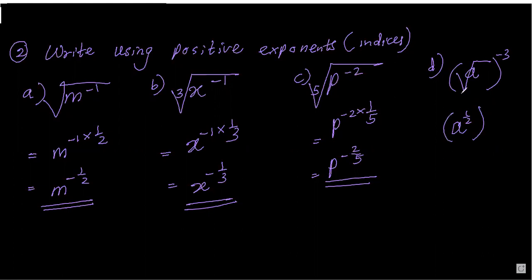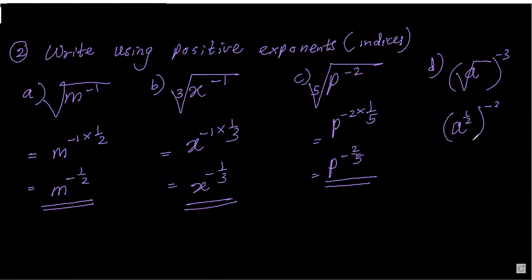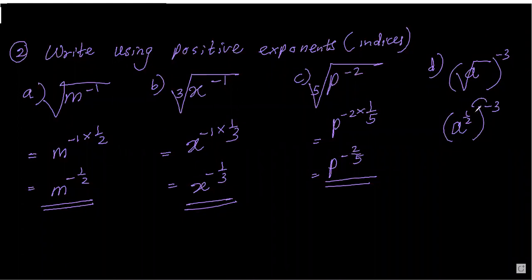First remove the brackets here. Minus 3. Then remove the brackets now. It means this one multiplied by minus 3, a to the power half into minus 3, a to the power 1 times minus 3 over 2. Can you understand this?